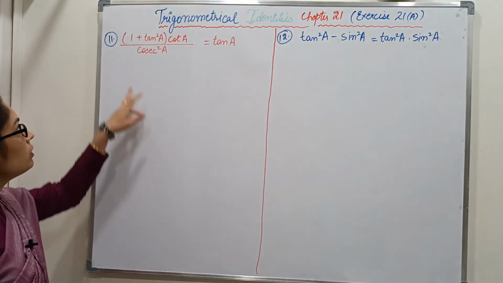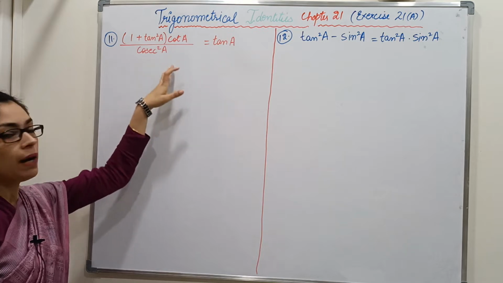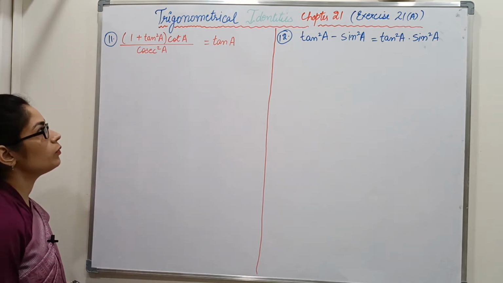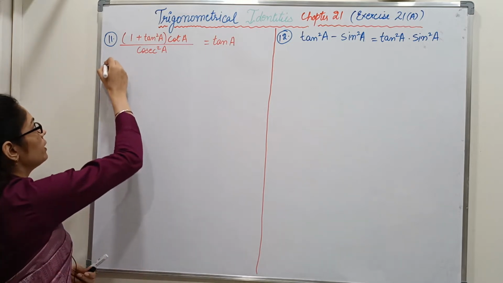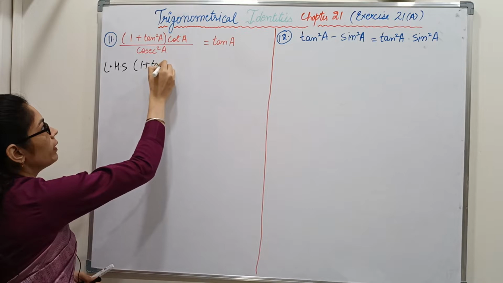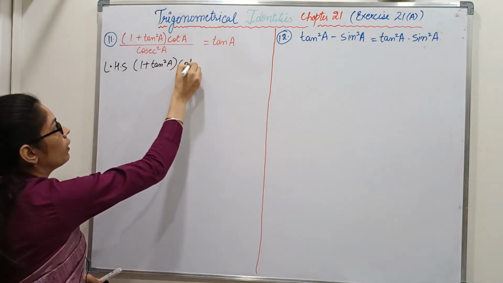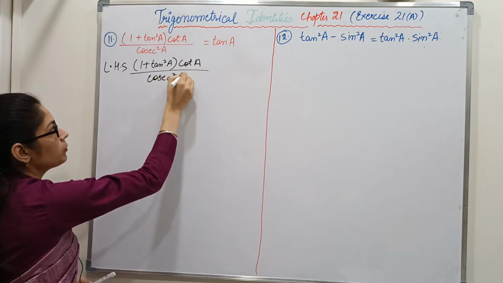In 11th question, it's given (1 plus tan square A) into cot A by cosecant square A is equals to tan A. So we have to prove this thing. We'll start with the left hand side: (1 plus tan square A) into cot A by cosecant square A.